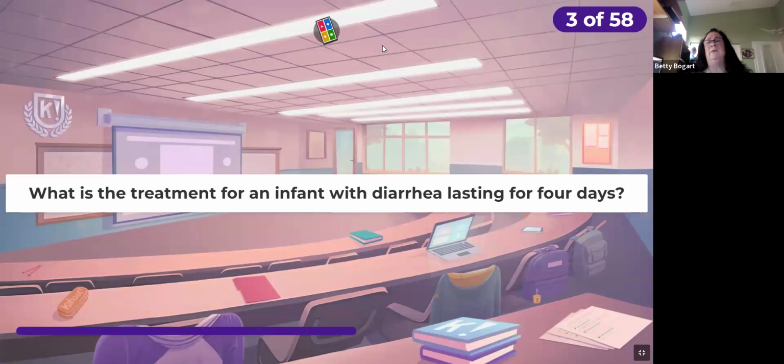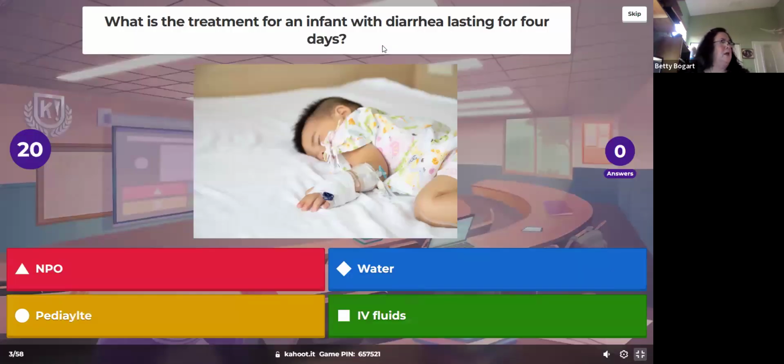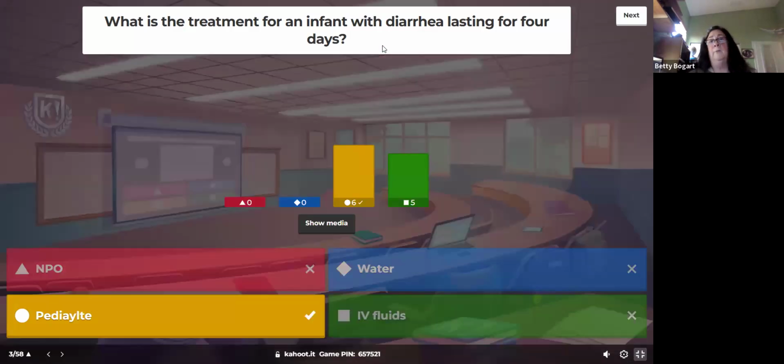What is the treatment for an infant with diarrhea lasting for 4 days? One of the things about children is how do they look? Are they well appearing or sick appearing? Some kids, 4 days diarrhea, it's not a big deal. Other kids, they look pale and look horrible, right? So, but diarrhea, what should be the treatment? Pedialyte for that infant. If it lasts longer than that, or if they look horrible, or their heart rate is 200, yes, we would go for IV fluids.